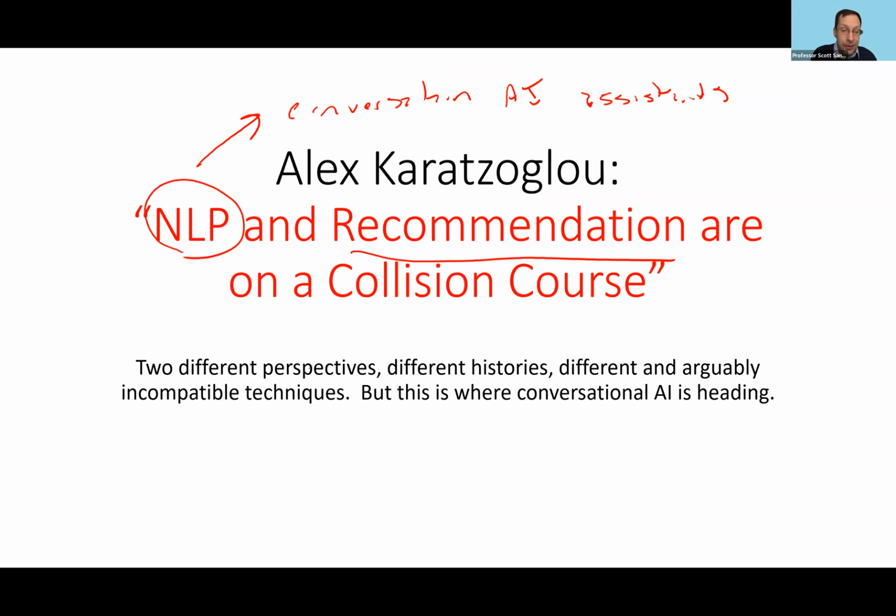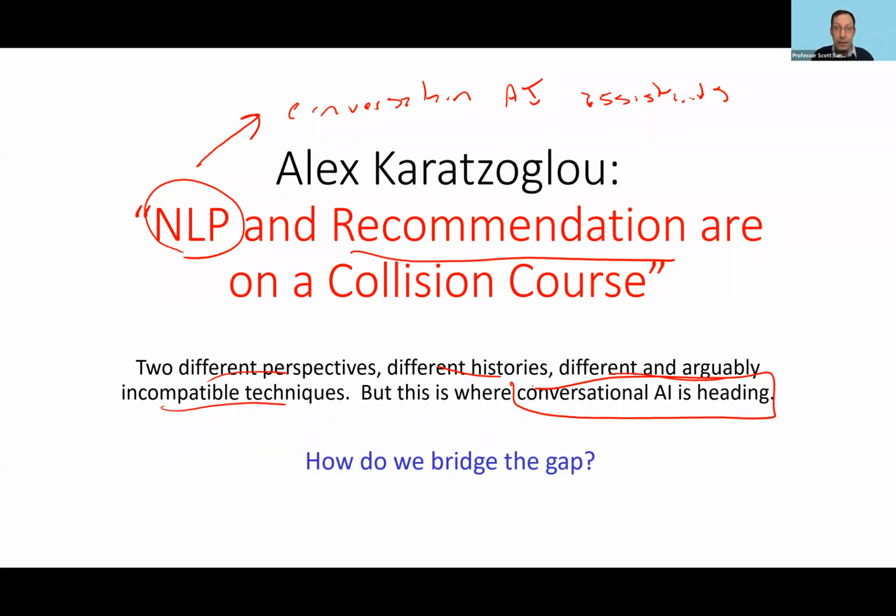Different perspectives, different histories, different, incompatible techniques. It's kind of like OR and AI. We kind of solve the same problems in different ways. But forget your differences. We have to solve this. So how do we bridge this gap?